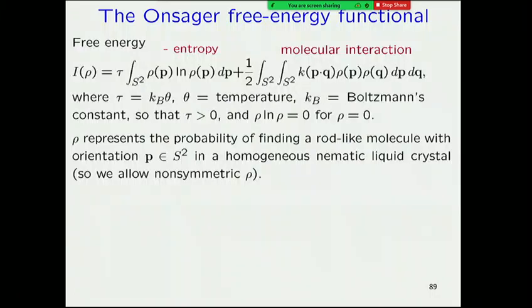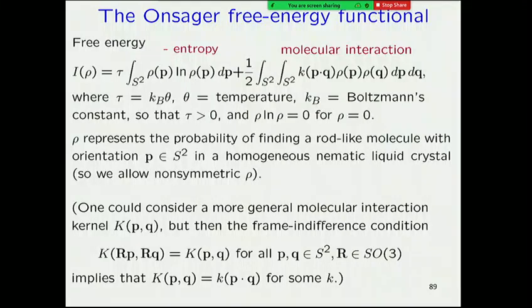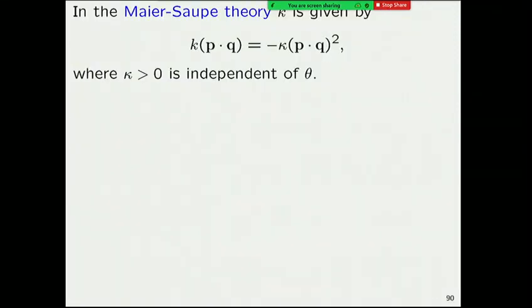Okay, so now you might think that you could have something more general here, say a kernel which depended on p and q, but frame indifference of such a kernel, which is this condition, so k of Rp, Rq is k of p, q, actually implies that k has this form. So that's why we assume that little k is just a function of p dot q. Well, in the Maier-Saupe theory, the kernel k is given by this expression, k of p dot q is minus kappa p dot q squared. And kappa is a positive constant independent of the temperature.